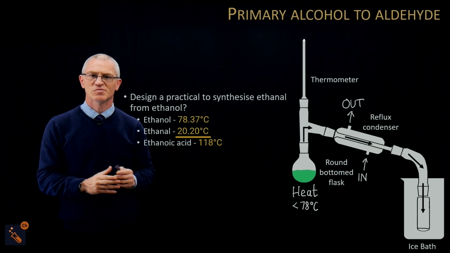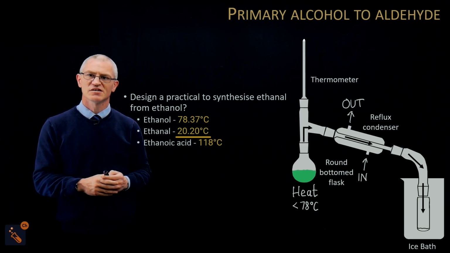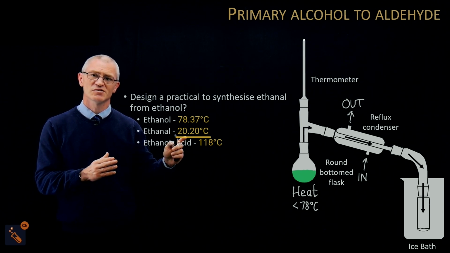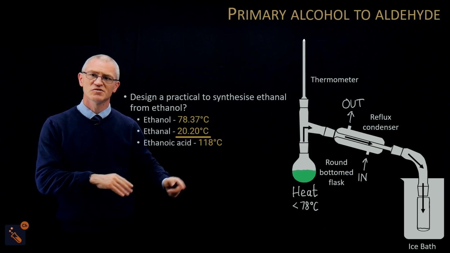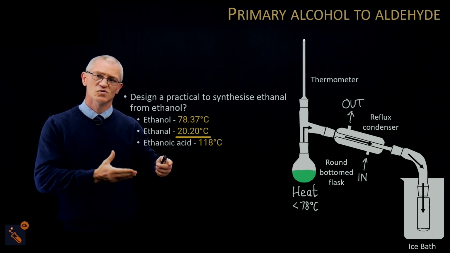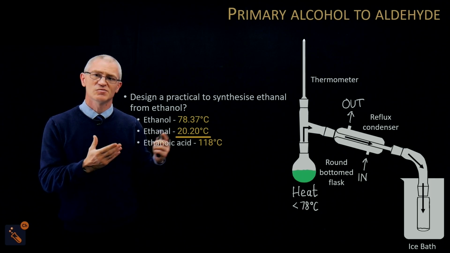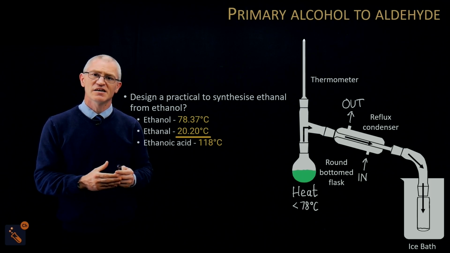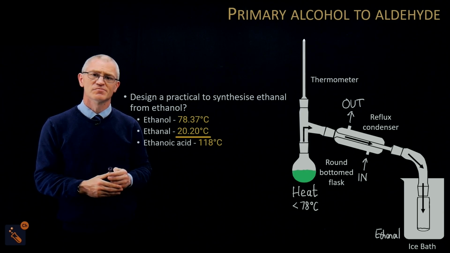And then you collect it in the ice bath to keep it nice and cool so that the aldehyde doesn't evaporate, because remember it's only 20 degrees, so that ice bath is really important. Otherwise, as soon as the aldehyde comes through, it will start to boil off or evaporate off, because the temperature of the air is around 20 degrees. Now we've done that, and we've produced our ethanal.